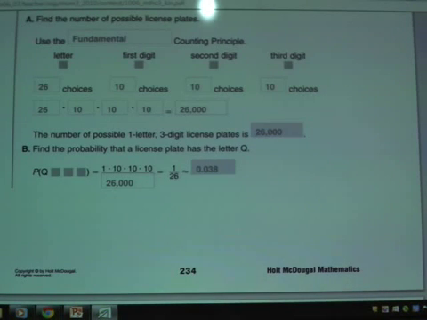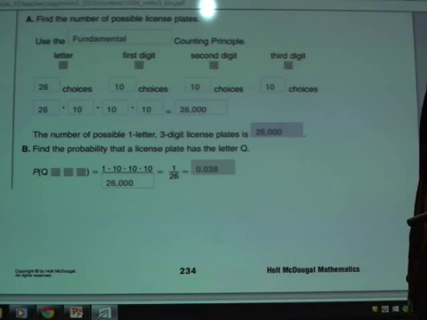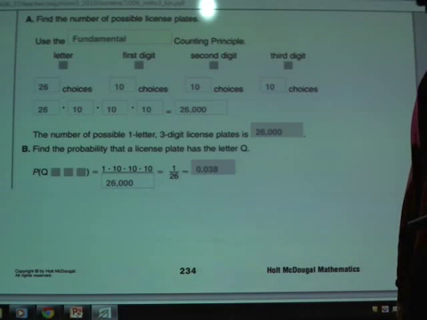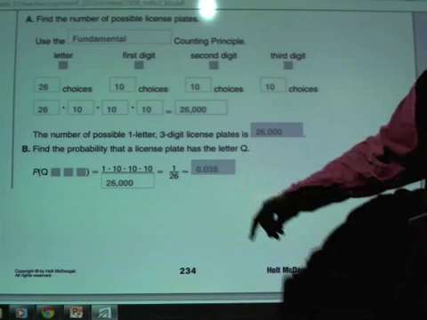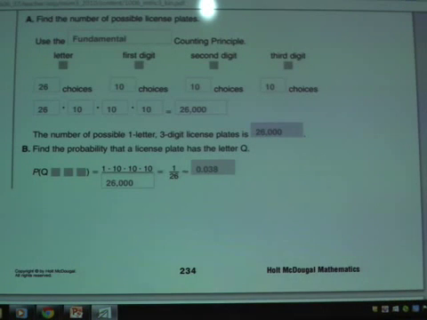So there's a 1 out of 26 chance that you're going to have a plate with the letter Q in it. They divide that out and get a decimal, and we end up with 0.038, where you've got about a 3.8% chance of getting a license plate with the letter Q in it.